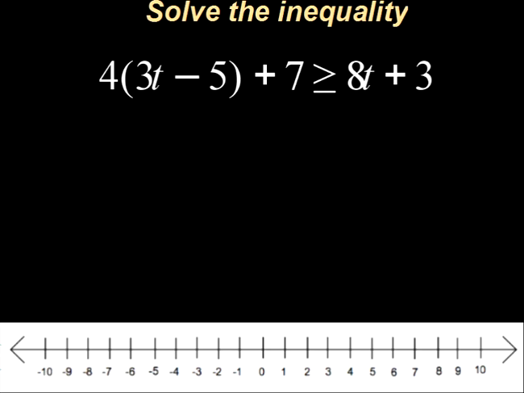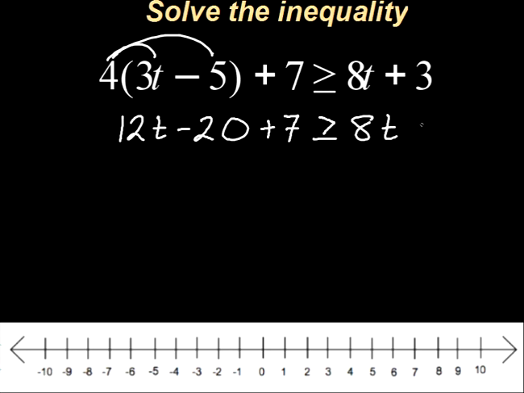Here we have that 4 times the quantity 3t minus 5 plus 7 is greater than or equal to 8t plus 3. So we will start by distributing. 4 times 3t gives us 12t. 4 times negative 5 is negative 20. And we'll add the 7 onto the end. And I'll just rewrite everything on the right-hand side. Before moving on, we can combine like terms on the left-hand side, because negative 20 plus 7 gives us negative 13.